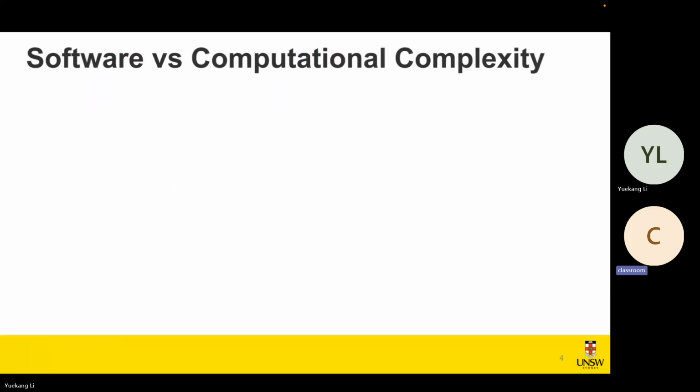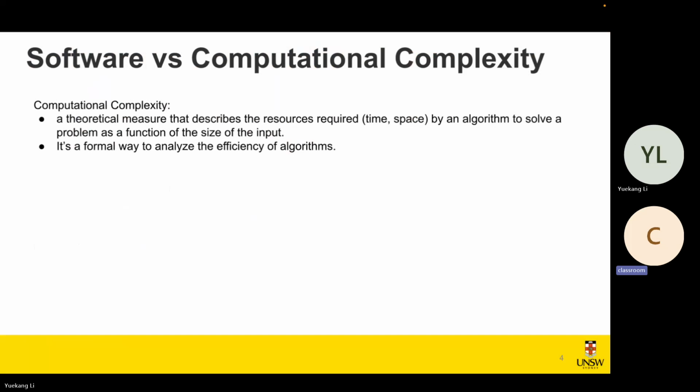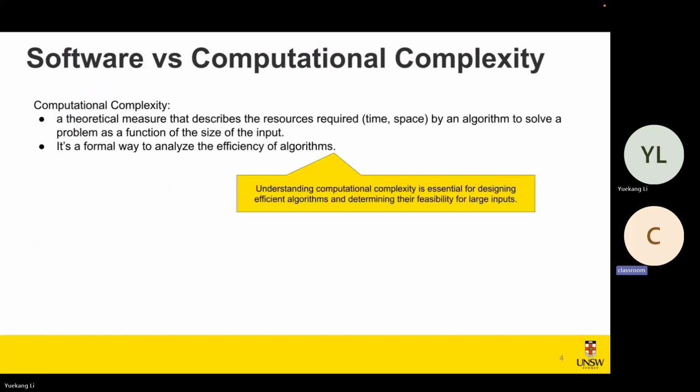Let's have a more detailed look at the difference. Computational complexity is used to measure the resources required for doing certain calculations. It is used to check the efficiency of algorithms and whether they are feasible for larger inputs.